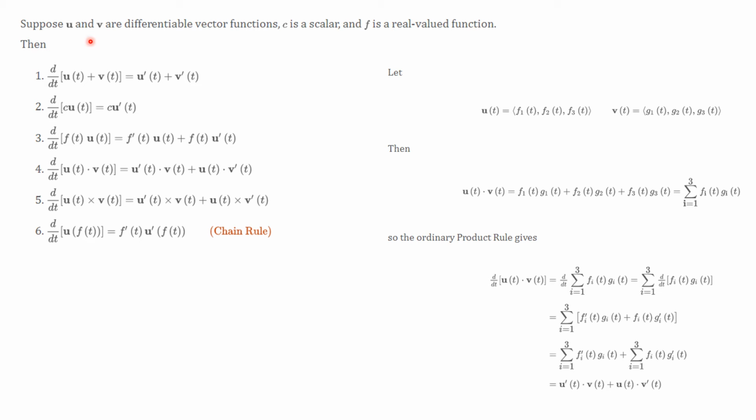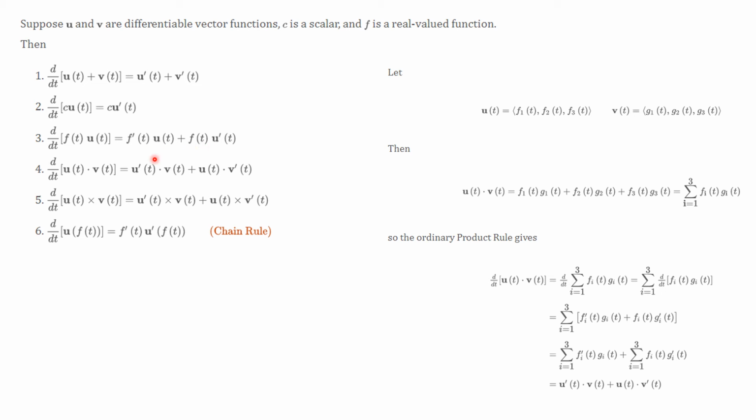Now, there are rules for taking derivatives, and none of these are very surprising, but we should review them. So suppose u and v are differentiable vector functions, c is a scalar, and f is a real valued function. Now you see this f is not a vector, it is a scalar valued function of t. So then, assuming all these derivatives exist, the derivative of the sum of the vectors is the sum of the vector derivatives. You can factor a constant through the derivative sign, and the product rule works in the case where you have a scalar function times a vector function. It works the same way.